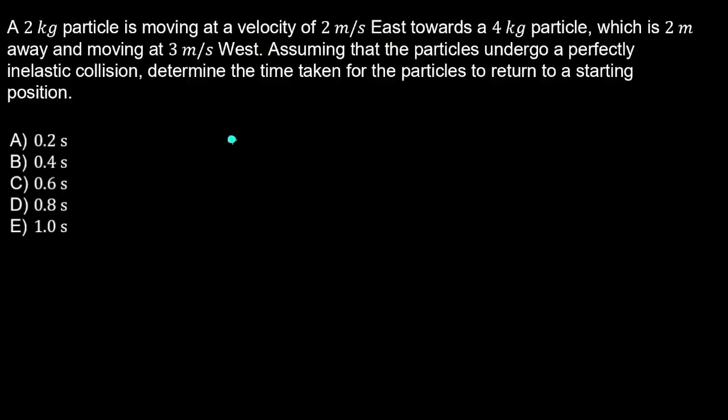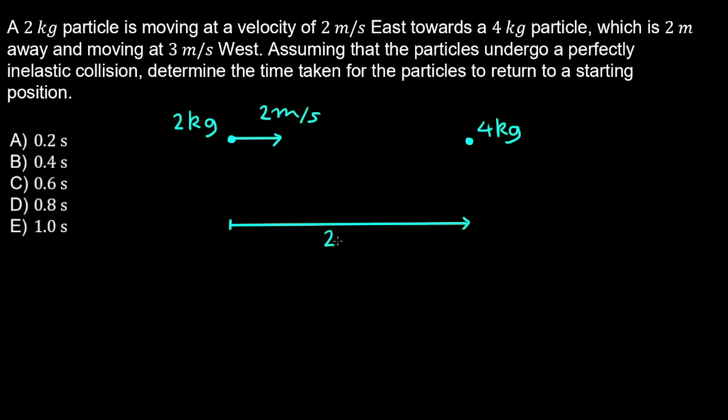A 2 kilo particle moving at a velocity of 2 meters per second east towards a 4 kilo particle, which is 2 meters away, which is moving at 3 meters per second west. Assuming the particles undergo a perfectly inelastic collision, find the time taken for the particles to return to one of the starting positions.